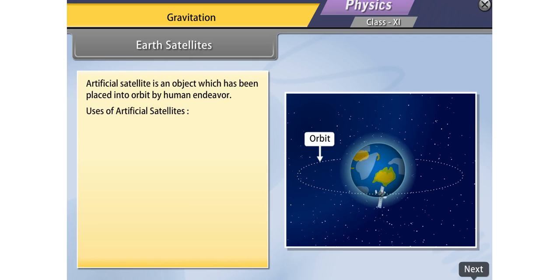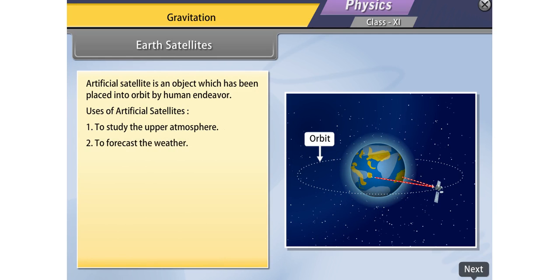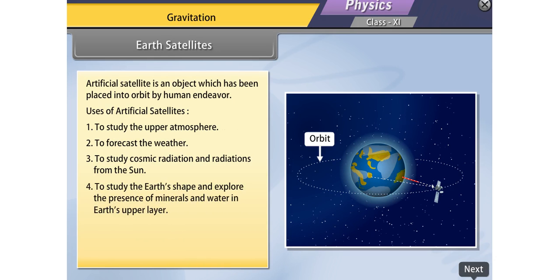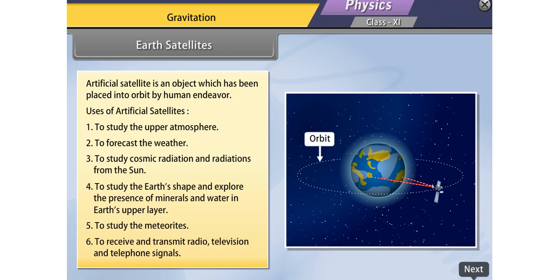Uses of artificial satellites are: Number 1, to study the upper atmosphere. Number 2, to forecast the weather. Number 3, to study cosmic radiation and radiations from the sun. Number 4, to study the Earth's shape and explore the presence of minerals and water in Earth's upper layer. Number 5, to study the meteorites. Number 6, to receive and transmit radio, television, and telephone signals.